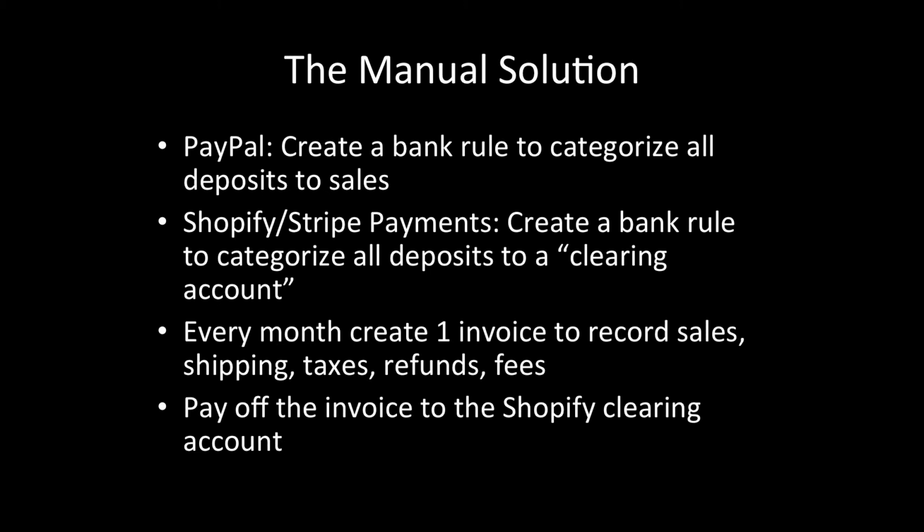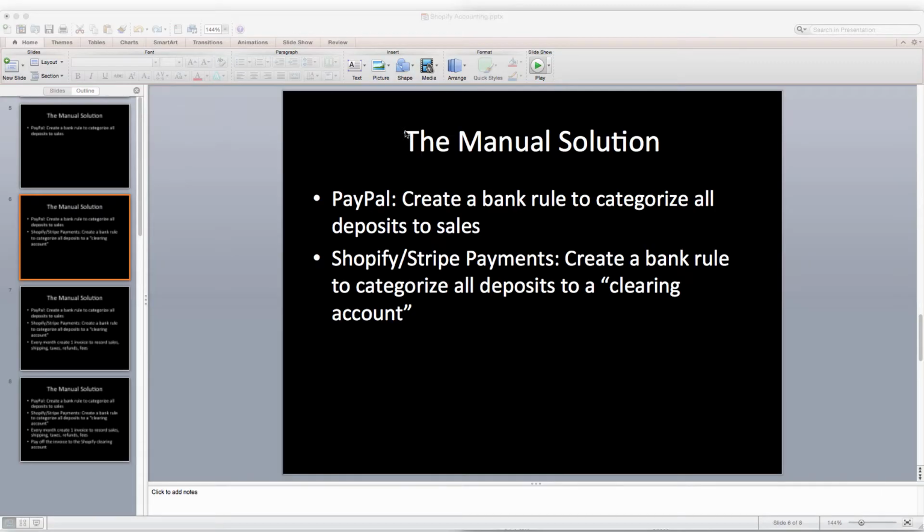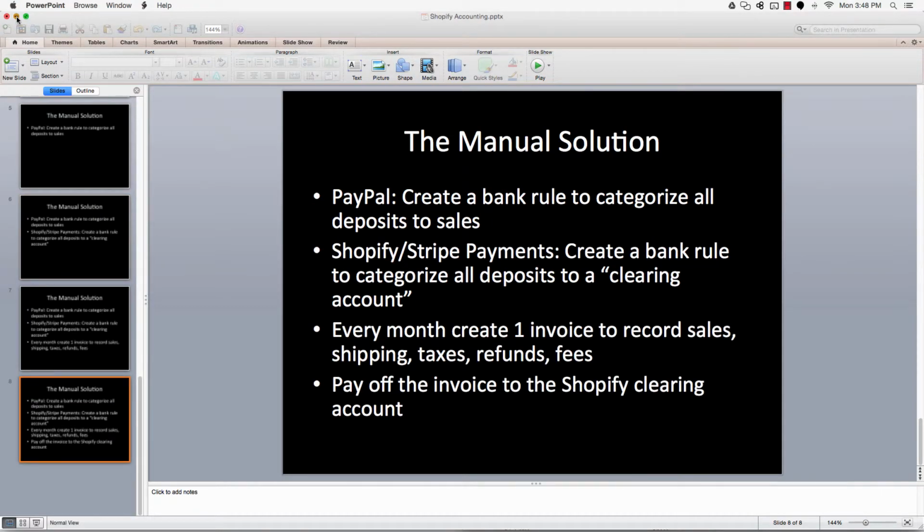So what this does is it creates a lot more clarity, right? Because if that clearing account doesn't go down to zero each month, well then obviously something didn't go right. Maybe you had a payment that didn't hit your bank account, or maybe you calculated your invoice wrong. So what I'm going to show you in the remainder of the video is, well, how do we create this one invoice? Setting up these rules is easy. How do we do this one invoice? I'm going to show you how to do that right now.